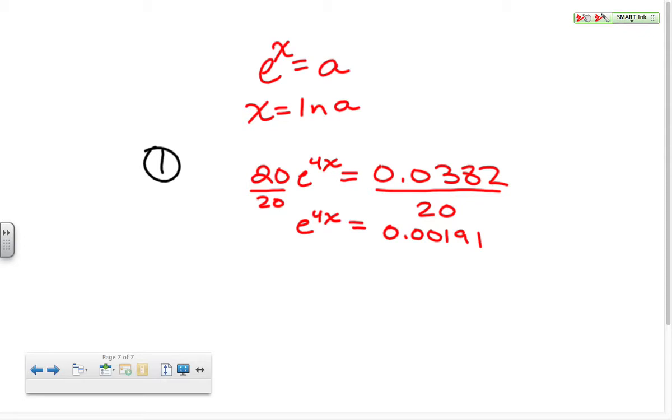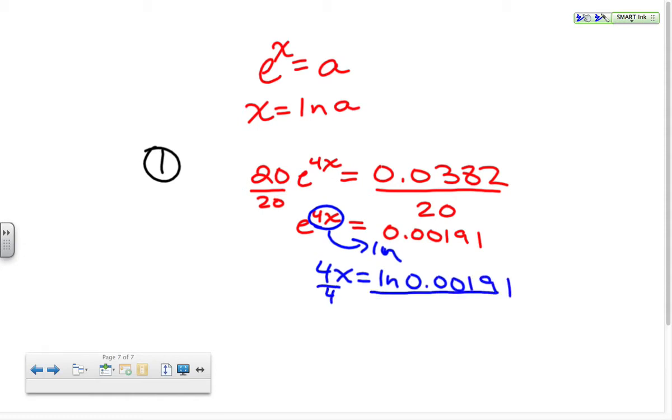Now I can take the natural log of both sides. Well, no, I don't even have to do that. I can just know that this is going to equal the natural log of that. So I have 4x equals the natural log of 0.00191. Divide by 4. x equals, again, pop it into your calculator. And I have a negative 1.565. That's it. Homework is coming on in Moodle.